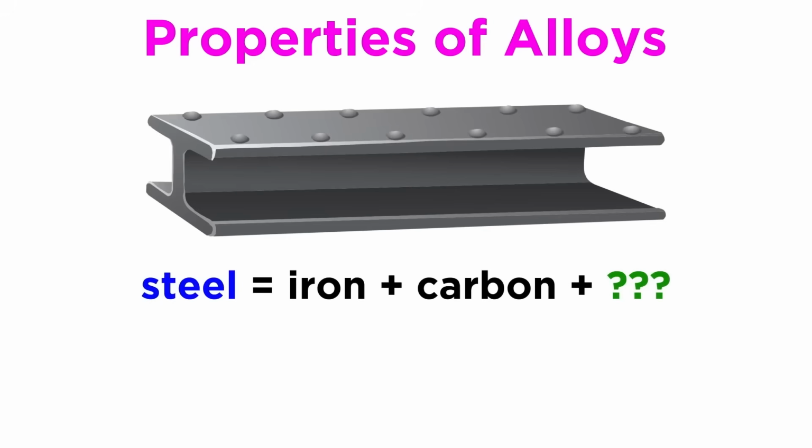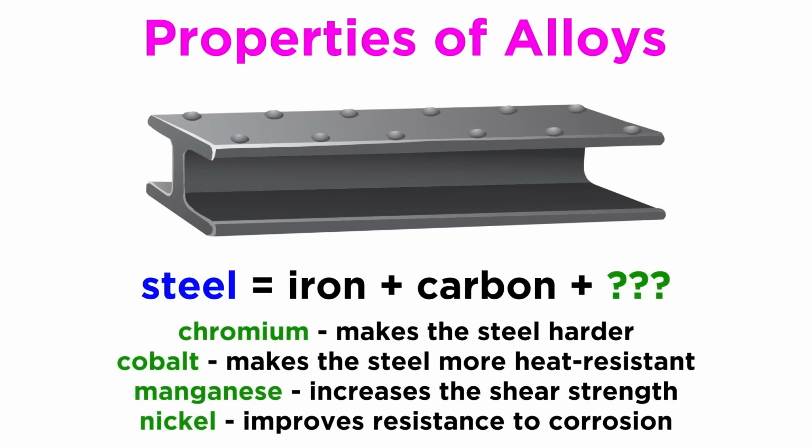There are many kinds of steel that contain trace impurities other than carbon, and each variety has its own slightly different properties and applications. Chromium makes the steel harder. Cobalt makes it more heat resistant. Manganese increases shear strength. Nickel improves resistance to corrosion.